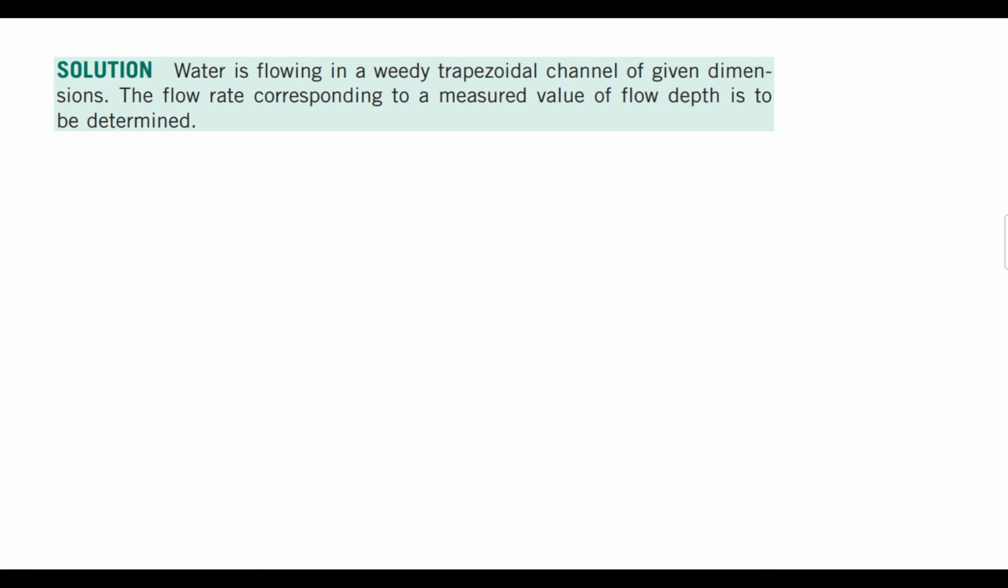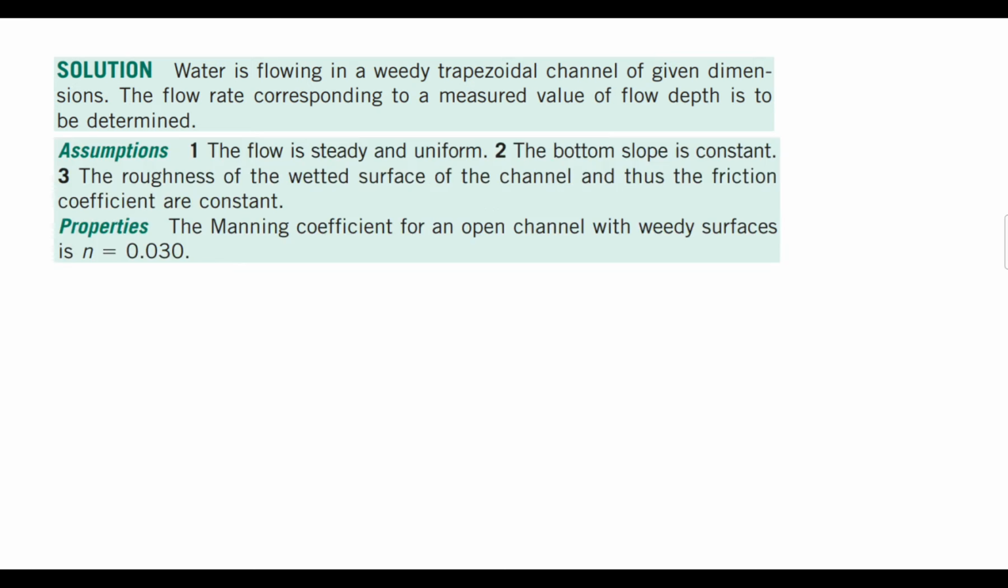So water is flowing in a weedy trapezoidal channel. A given dimension of the flow rate corresponding to the measured value of flow depth is to be determined. Assumption: the flow is steady and uniform. It's not given as unsteady or non-uniform flow, so we'll just assume that it's steady and uniform.